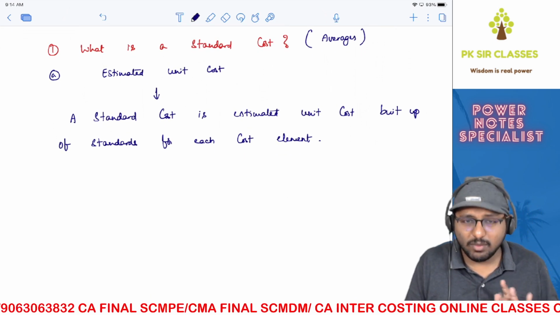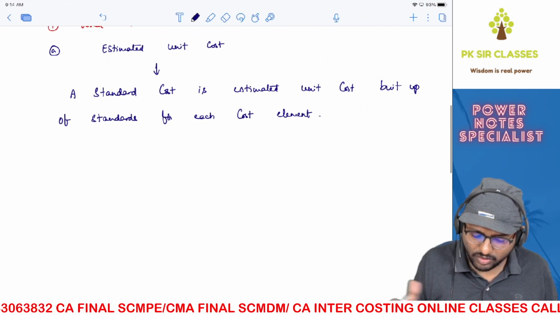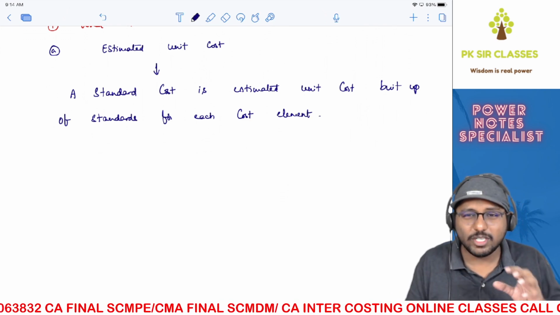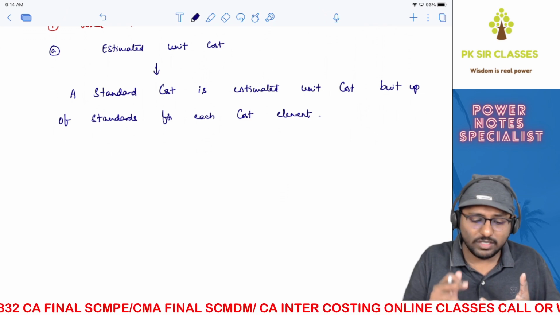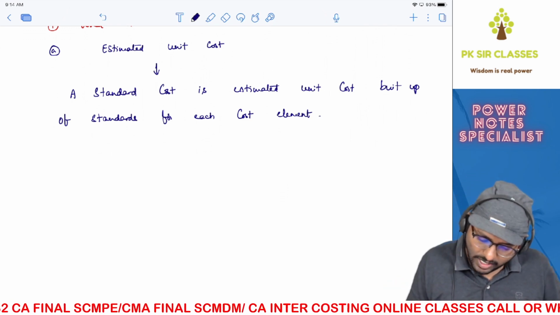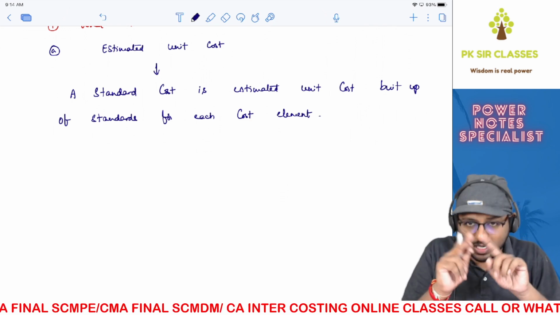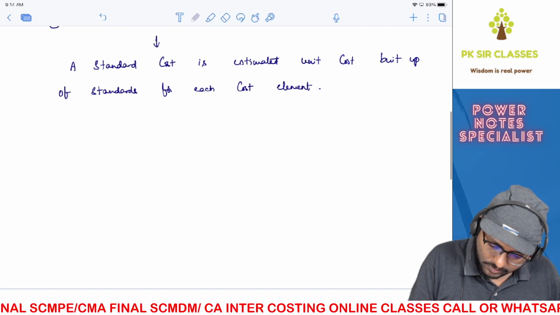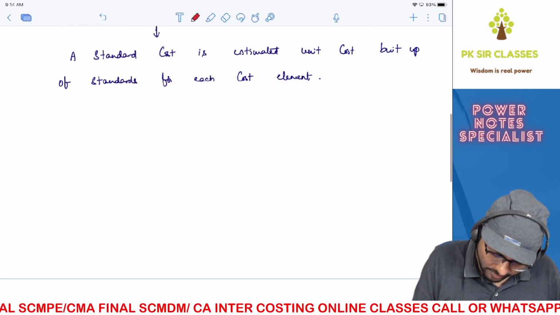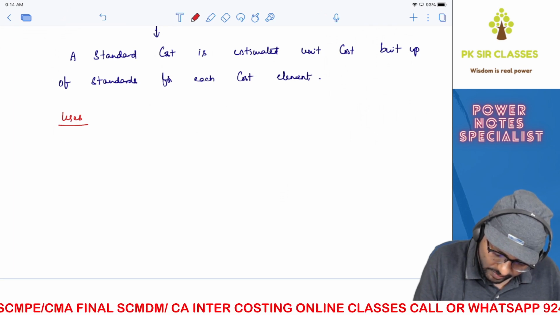We'll try to understand with the help of an example. Okay, it's a pretty simple understanding only. Standard cost is estimated unit cost built up of standards for each cost element, because a finished good will have so many elements of cost like material, labor, variable overheads, fixed overheads, stuff like that, right? Anyways, so all those elements of cost, they put together, they built up to become standard cost for the entire finished good. Okay, now obviously the next question, sir, what are its uses? Can you tell us in brief?